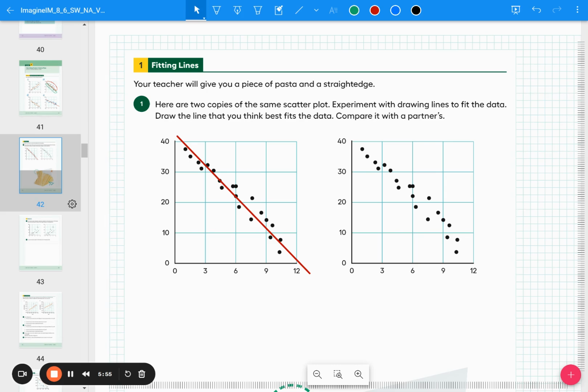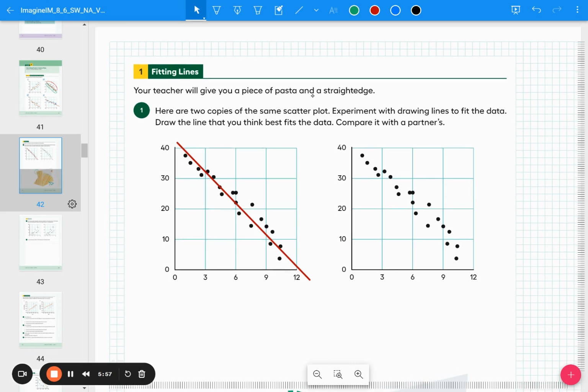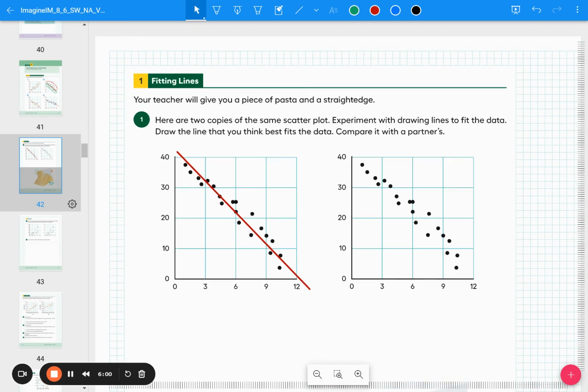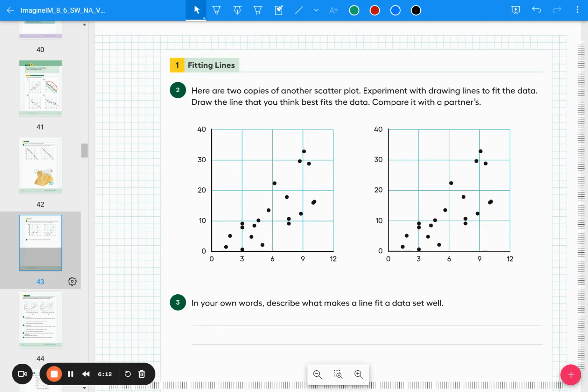We could move it top to bottom. These can be different from each other. We don't all have to have the same one. I'm going to call that my line of best fit. Okay. You then compare yours to mine.